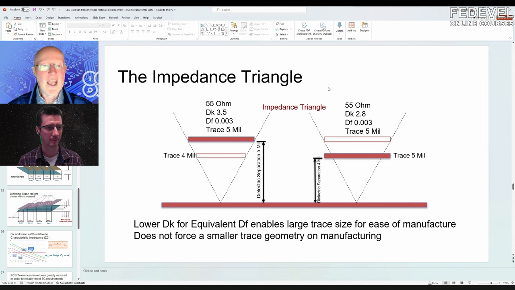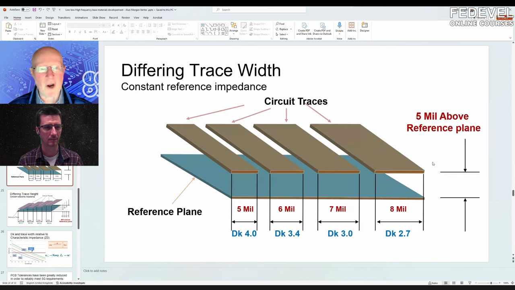Of course, you may want to do that, and that's fine. But it does put a bigger burden on the manufacturer, because a thinner trace means you have worse yields. If you go over to the second side, for example, with a Dk of 2.8 instead, so we reduce the dielectric constant of the material, we can go closer with the same width. So that is a design advantage for manufacturing. Saying the same story in a different way, here is the reference plane and here are the circuit traces. These are now different widths in this case. I've got a 5 mil trace with a Dk of 4. If I can get a Dk of 2.7 for the same spacing and the same impedance, I can get away with an 8 mil trace instead, higher yields.